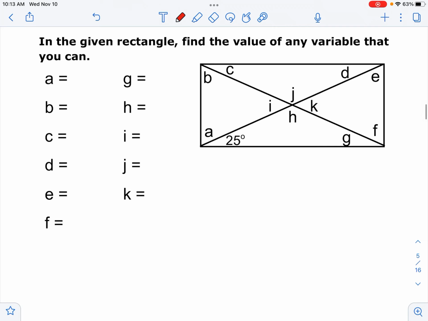All right, so here's an example where it says, in the given rectangle, find the value of any variable that you can. Usually I open this up to the class and I say, can someone tell me anything? A, B, C, D, E, F, G, H, I, J, any of those, okay? All right, so let's see what you can find.